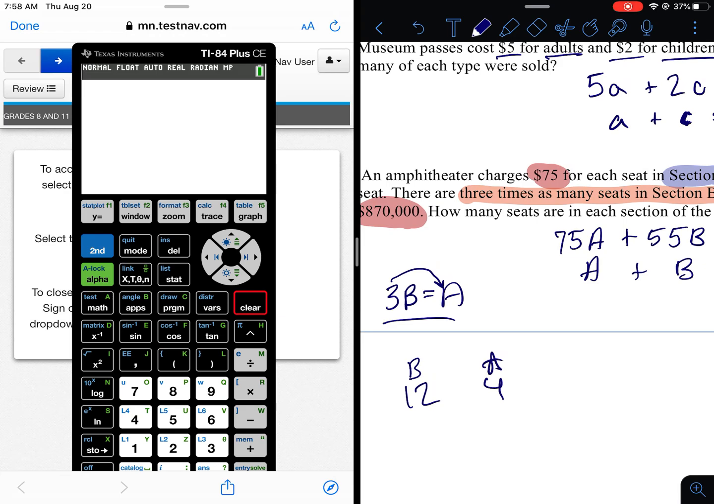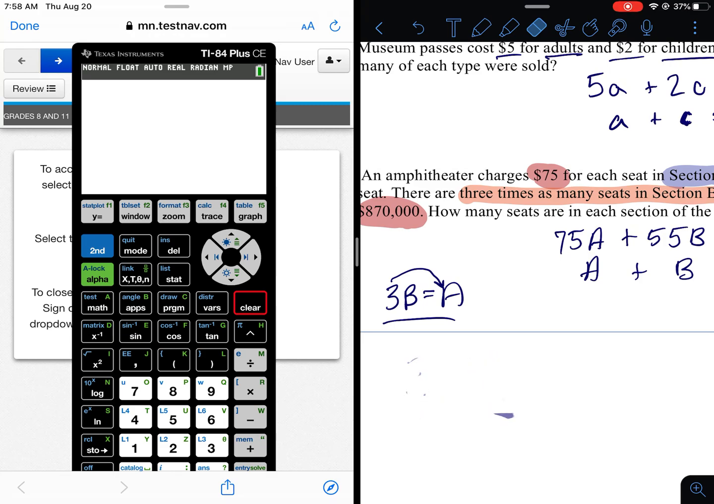4 seats in A. Okay, would you agree that this one right here, this is section B, has 3 times as many seats as A? B currently, right here, has 3 times as many seats as there are in A. So you look at the equation. If I multiply 3 times 12, I do not get 4. But if I multiply 3 times 4, I do get 12. So you have to think about that.